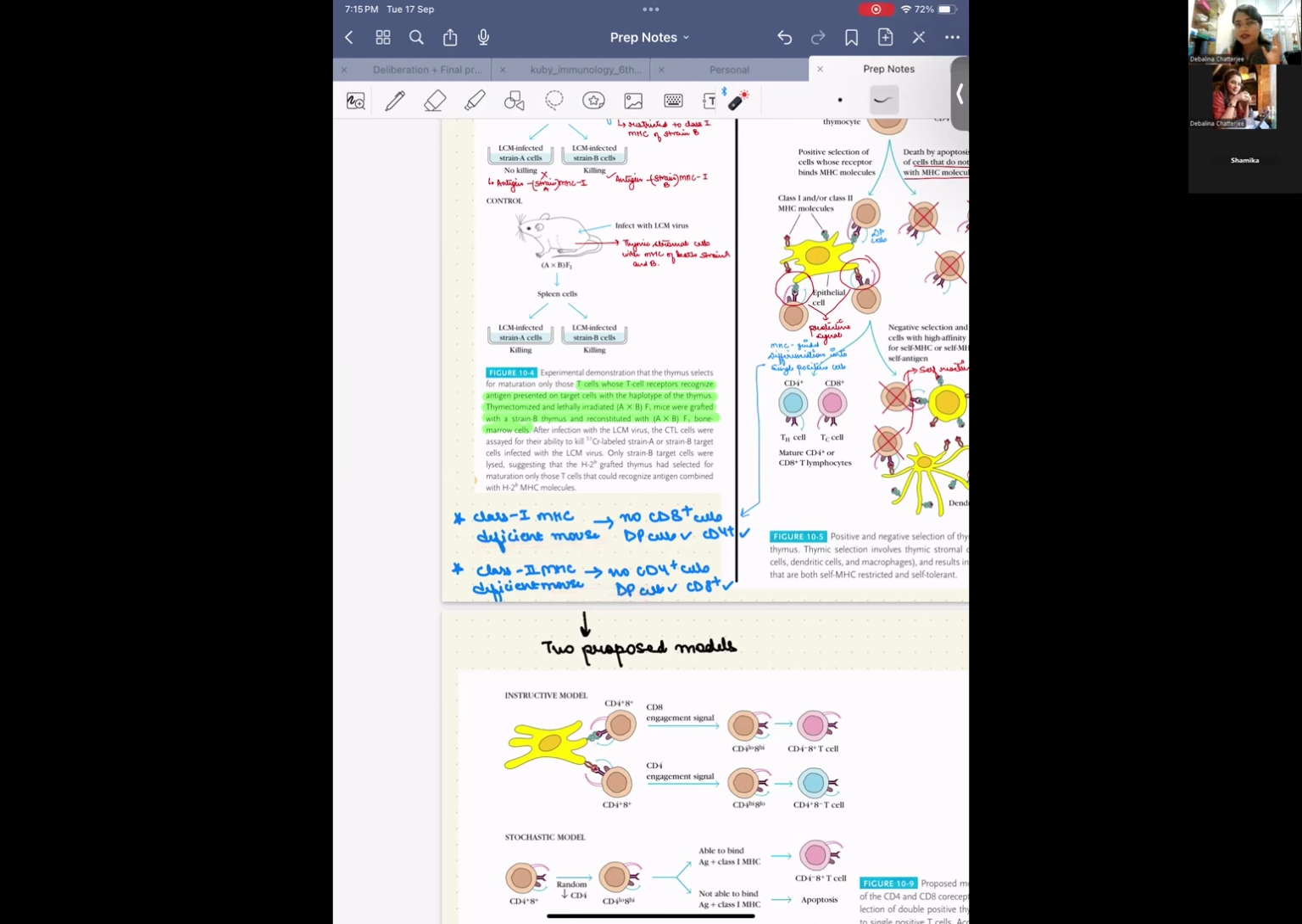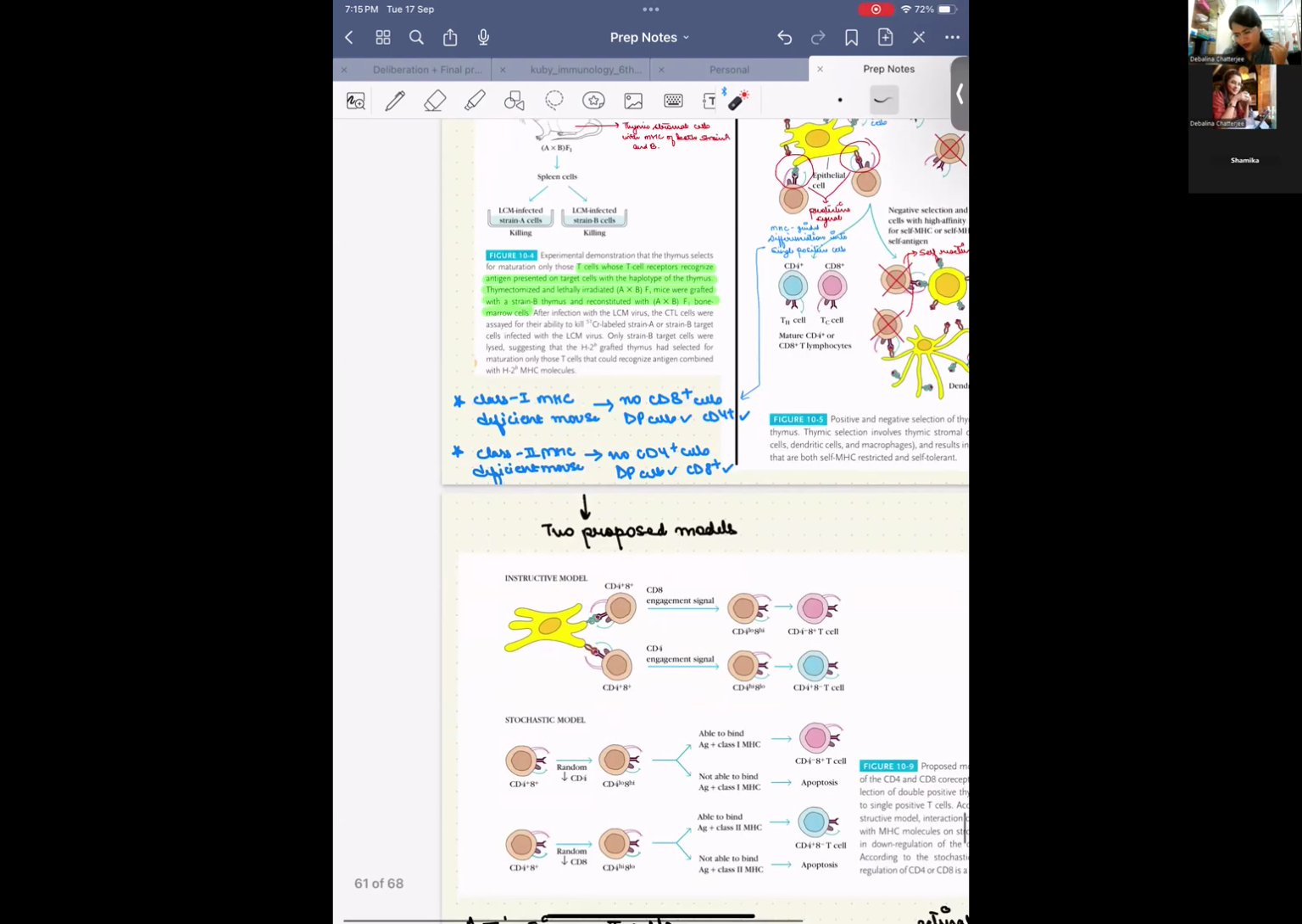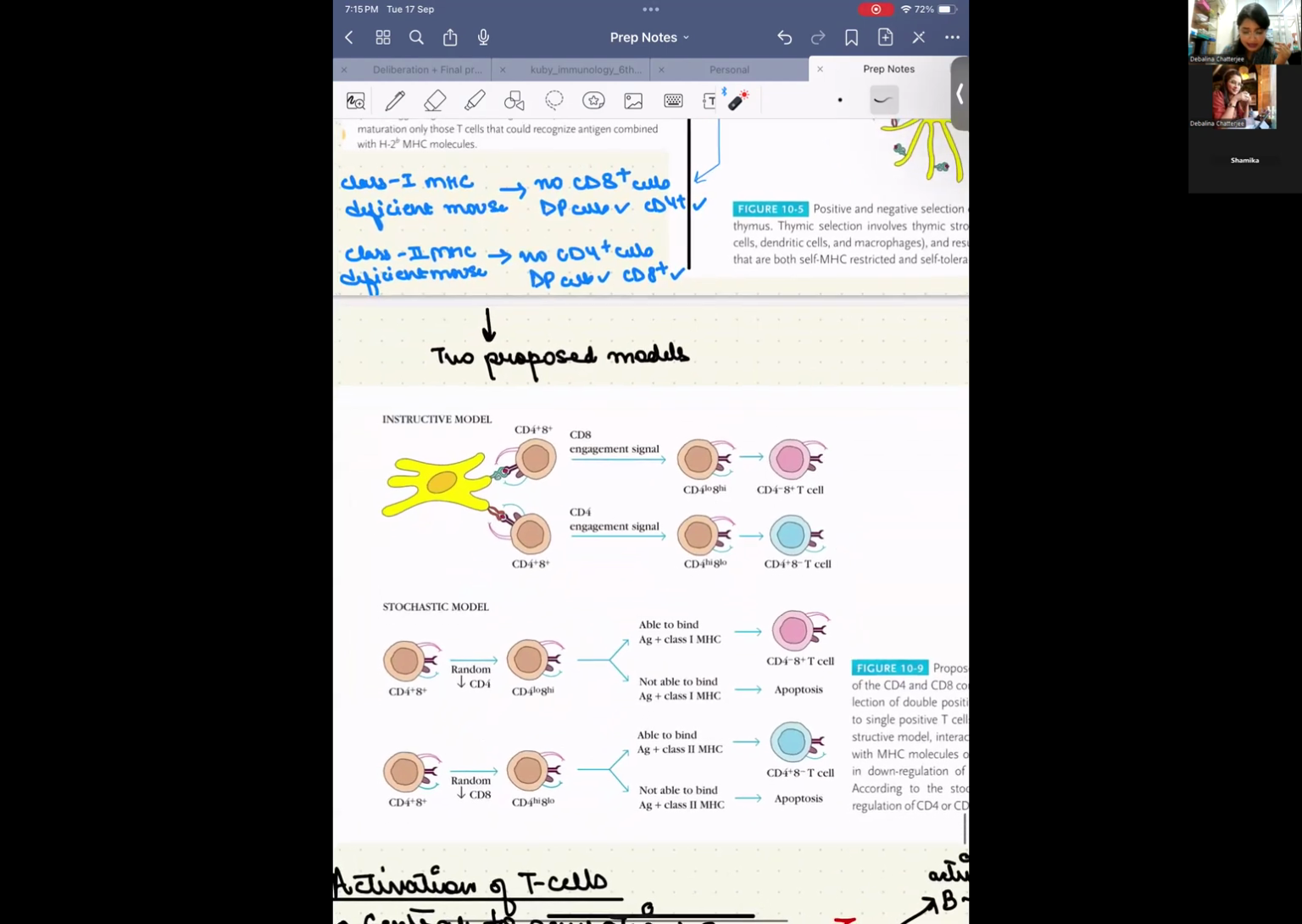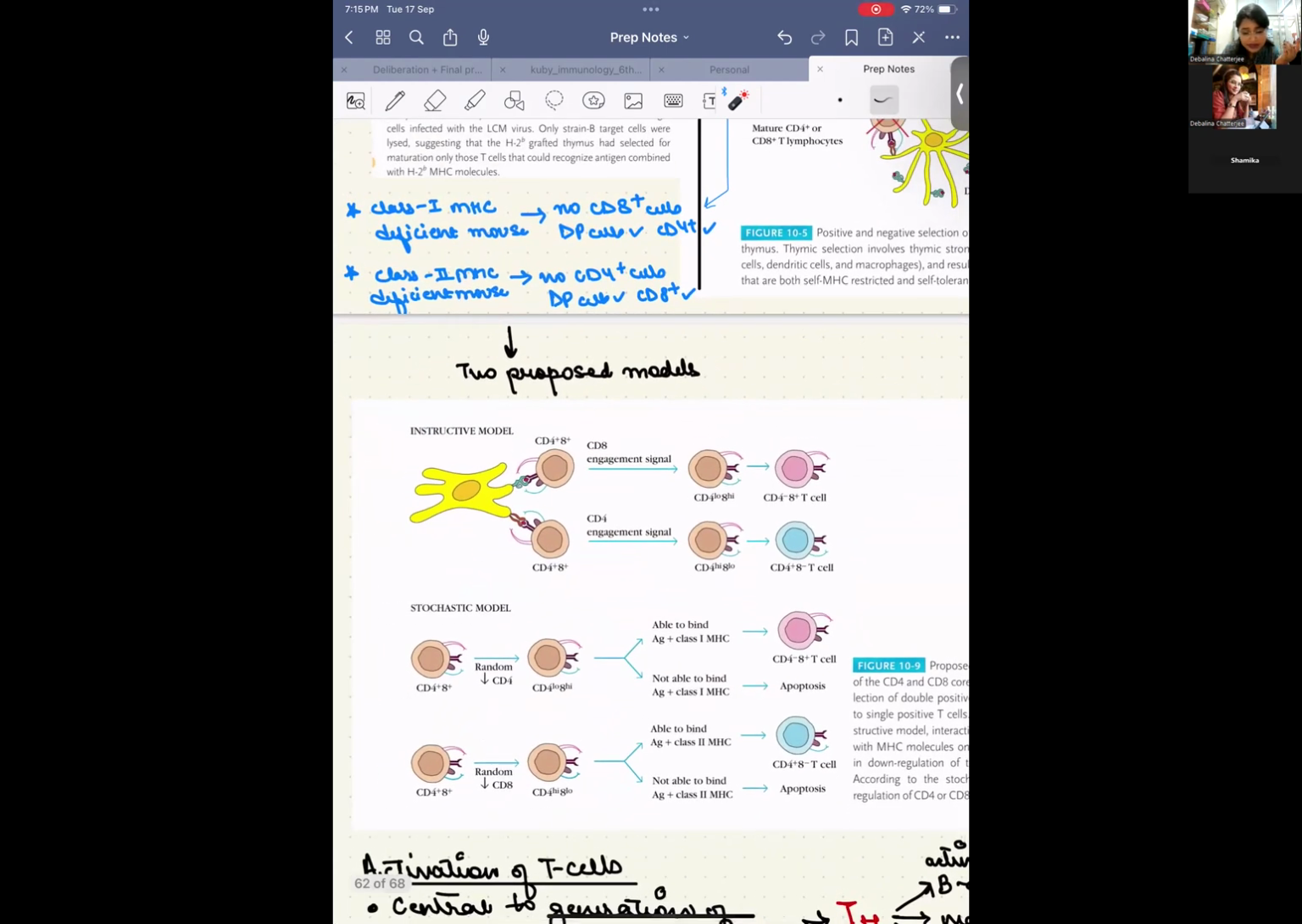There is always a "how" to every new discovery that happens in immunology. So people have also tried to reason how this MHC binding works: that if MHC1 is bound, a CD8 cell is going to form, or if MHC2 is bound, a CD4 cell is going to form. People have tried to reason it using two models.